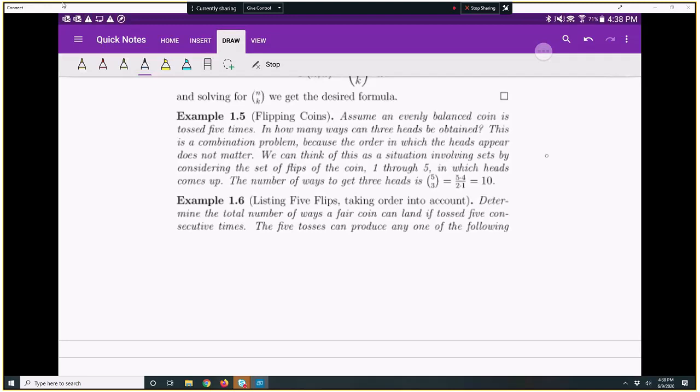If we do 5 factorial divided by 5 minus 3 factorial times 3 factorial, we have 5 times 4 times 3 times 2 times 1 divided by 2 times 1 times 3 times 2 times 1. So we can cancel 3 times 2 times 1, and we get 5 times 4 over 2 times 1, which ends up being 20 divided by 2, which is 10.